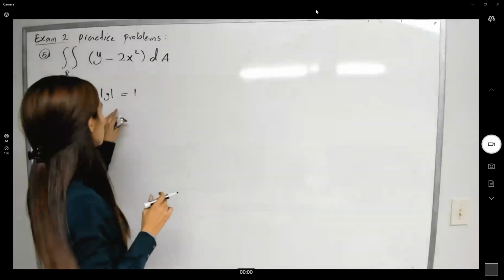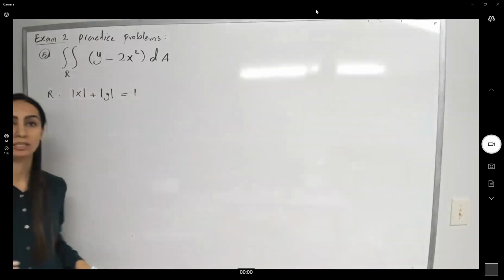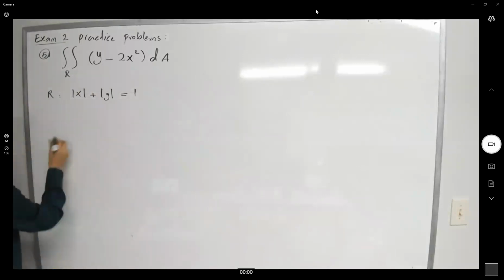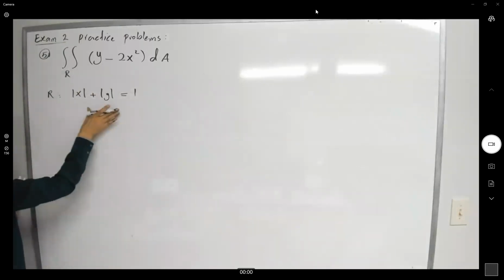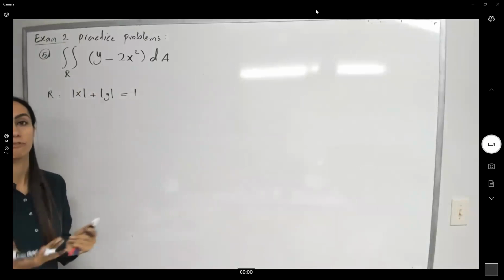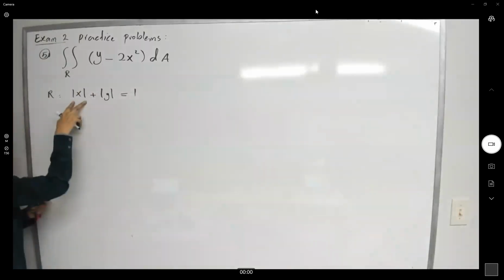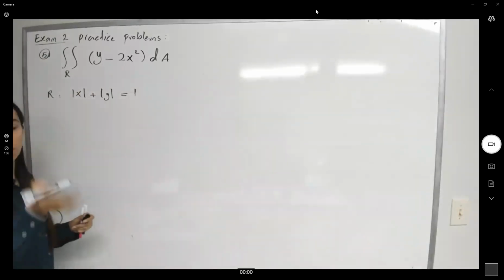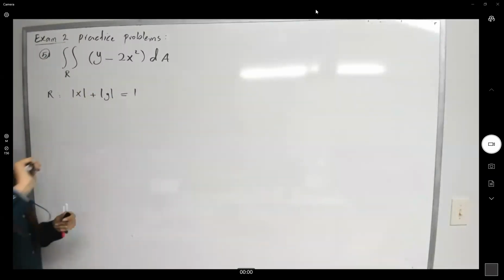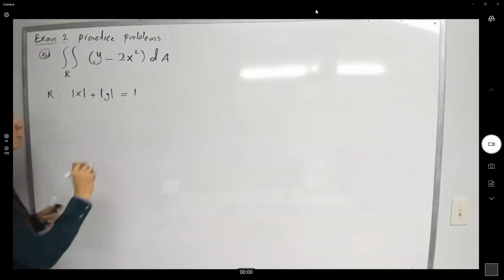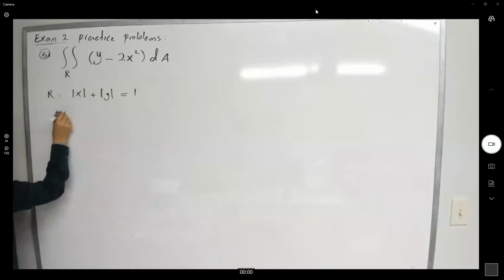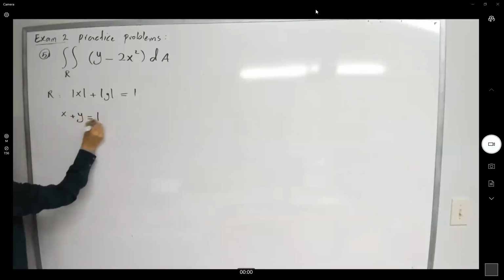Okay, so remember that we're interested in visualizing the region. Take a look at this. How do we analyze this region based on the definition of absolute value? Absolute value of x can be plus or minus x. Absolute value of y can be plus or minus y. So what do we get? We get x plus y equals 1.